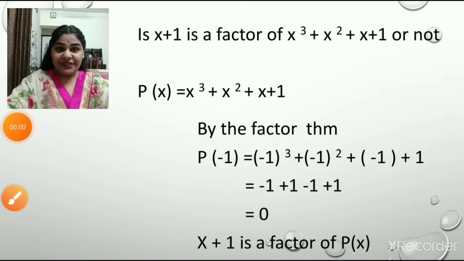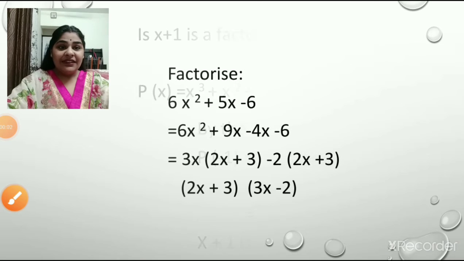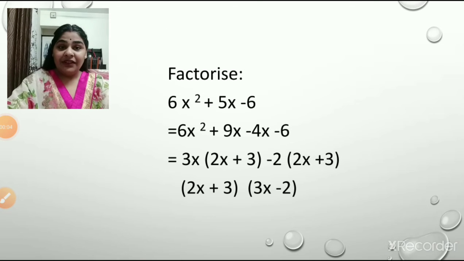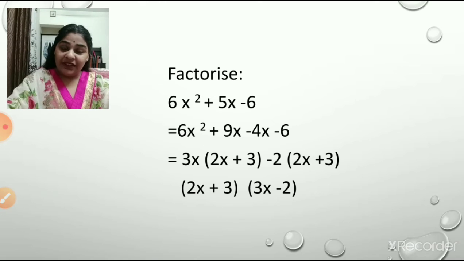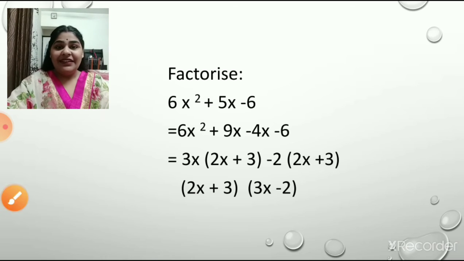Now let us proceed, children. So this is the next one we have seen, factorizing, right? There may be 3 terms, there may be 4 terms, but in the exam, children, factorizing of 4 terms is not going to come, okay? So 3 terms we have already learned, children. Let us see how to do this.